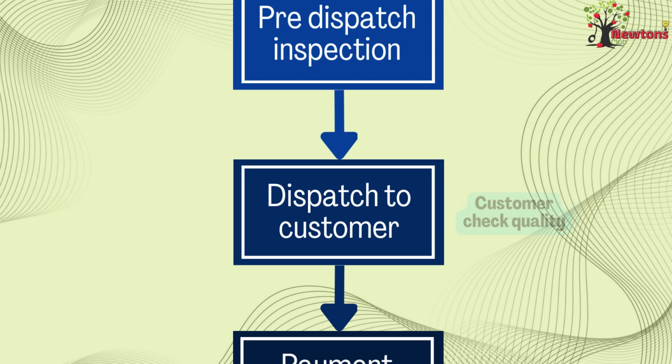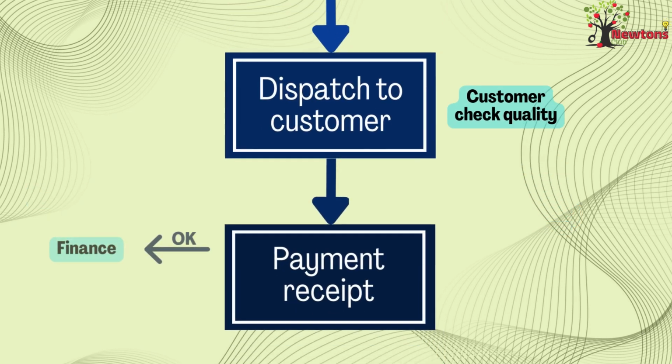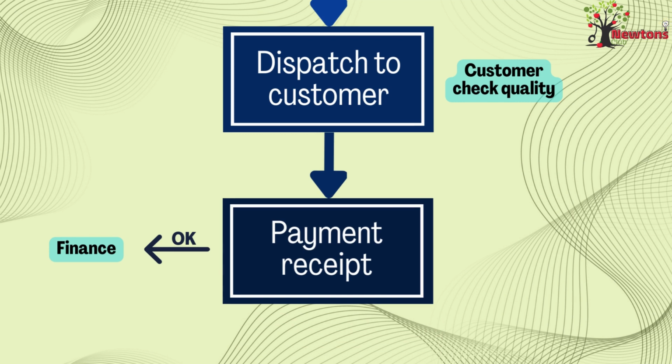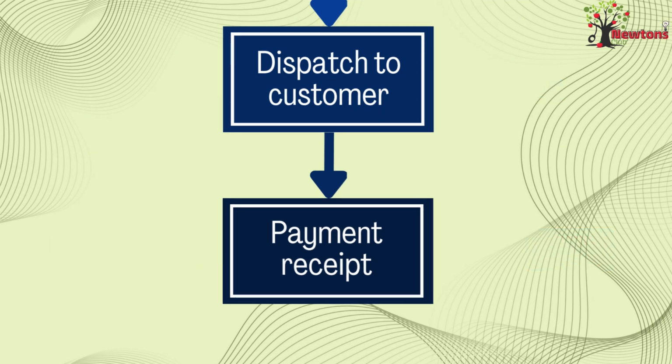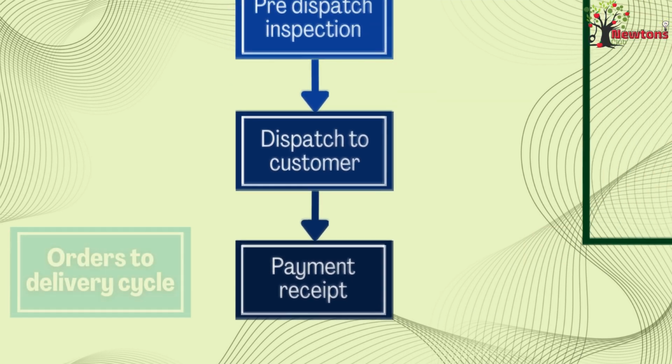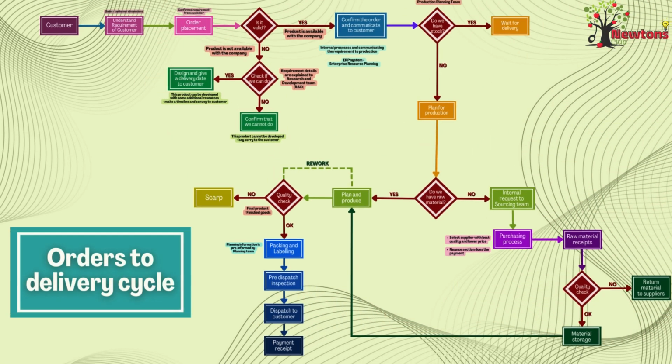And once the customer receives the product, they will check the quality. And if okay, payment will be done, which will be taken care by the finance section. And if not, material will be returned back to the manufacturing company. So yes, the job is done. This is a generic flow from order received to the delivery inside the organization.